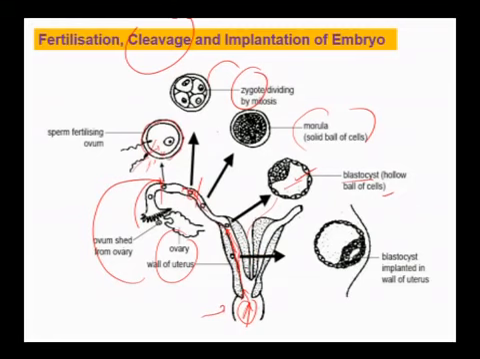The blastula moves towards the uterus and attaches to the wall of the endometrium. The inner lining of the uterus is called the endometrium, and thereby the blastocyst attaches to the wall of the endometrium. This process is called implantation of the embryo.